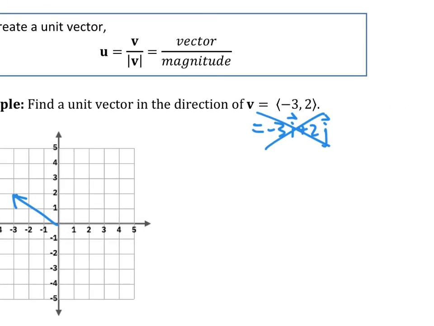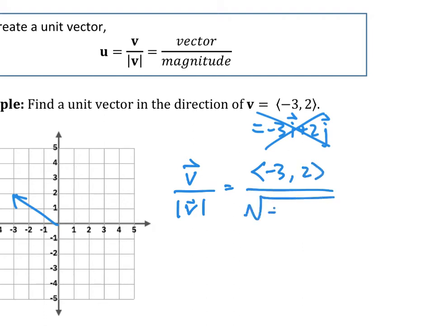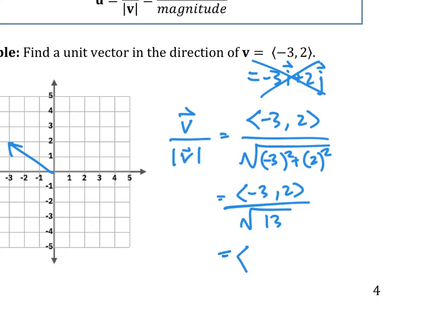So if we want a unit vector going in the v direction, we take the vector v and divide by the magnitude of v. So the vector v is -3, 2 divided by the magnitude. This is -3, 2 divided by the square root of 9 plus 4, which is 13. Dividing by a scalar, we get -3 over square root 13, comma 2 over root 13. Okay, so this is the standard unit vector.